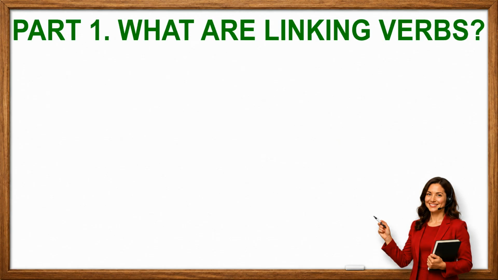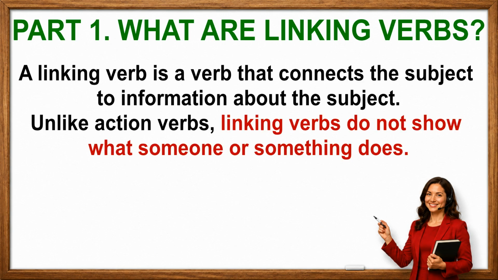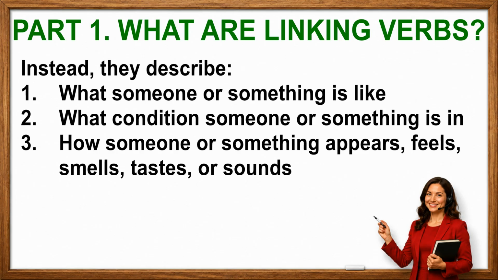Part 1. What are linking verbs? A linking verb is a verb that connects the subject to information about the subject. Unlike action verbs, linking verbs do not show what someone or something does. Instead, they describe: 1. What someone or something is like. 2. What condition someone or something is in. 3. How someone or something appears, feels, smells, tastes, or sounds.